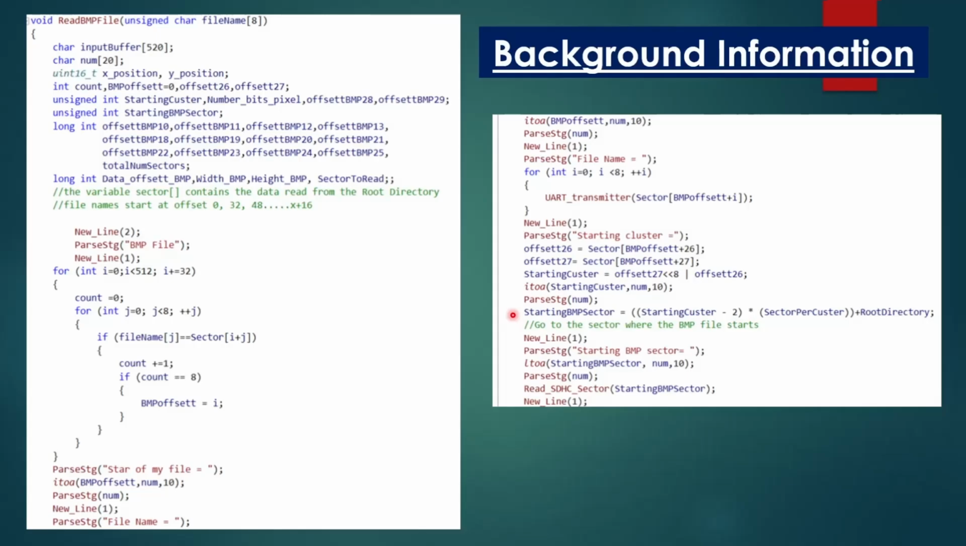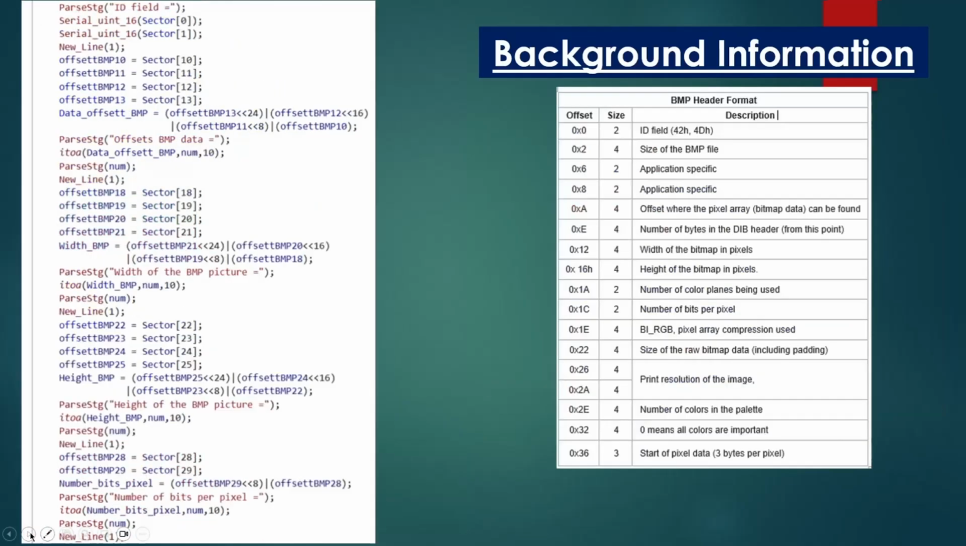Now, we work using sectors, so we have to convert the starting cluster to a sector, and this is how we do that, starting BMP sector. So we've done that in the past. And then we start and read the sector where our BMP file is going to start. So that's what we do here. We've done all this in the prior presentation, so let's keep moving on.